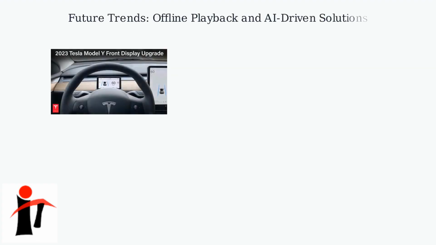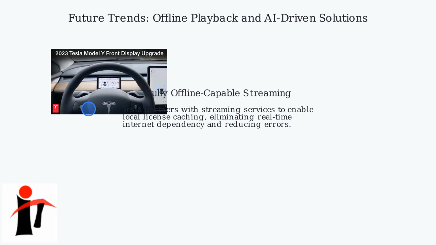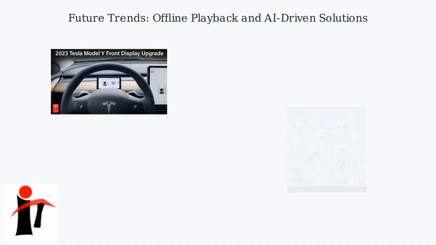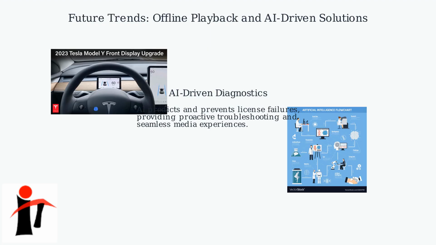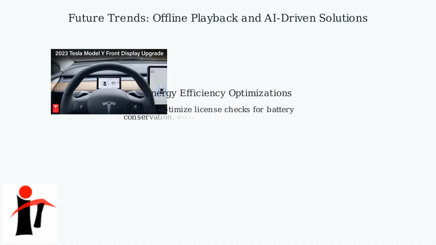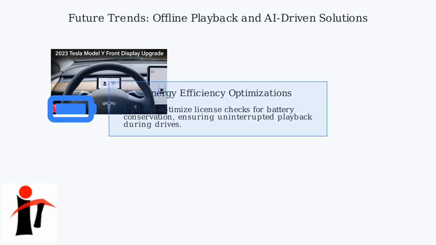The future looks promising for eliminating these errors. Tesla is working on fully offline-capable streaming, with partnerships to allow local license caching, reducing dependency on real-time internet. This, coupled with AI-driven diagnostics that predict and prevent license failures, will significantly improve the media experience in your Model Y. Keep an eye out for updates that optimize license checks for energy efficiency, ensuring uninterrupted playback.